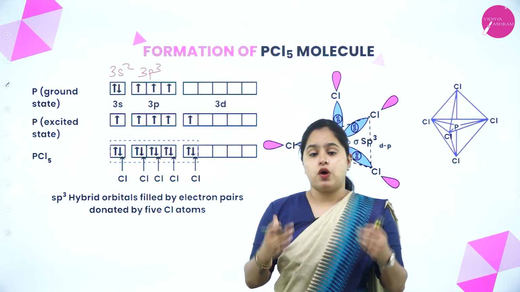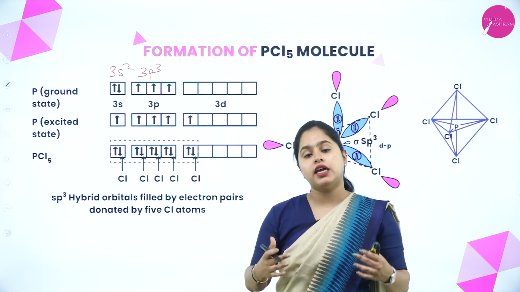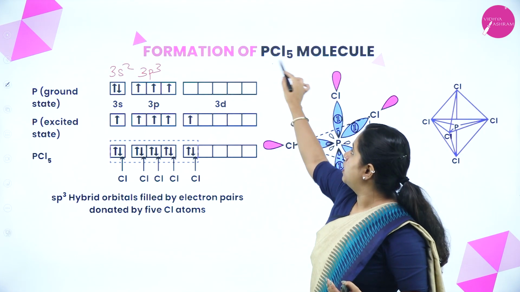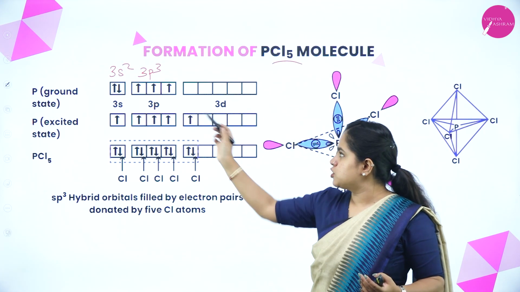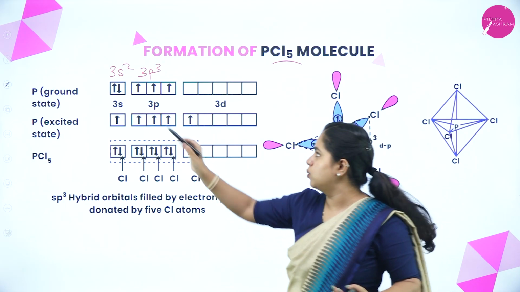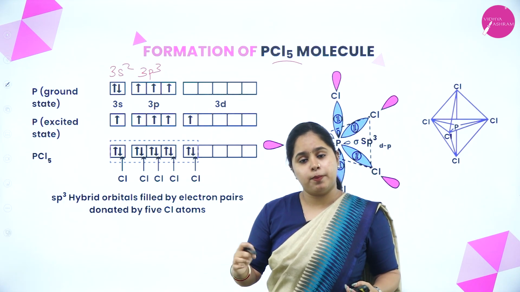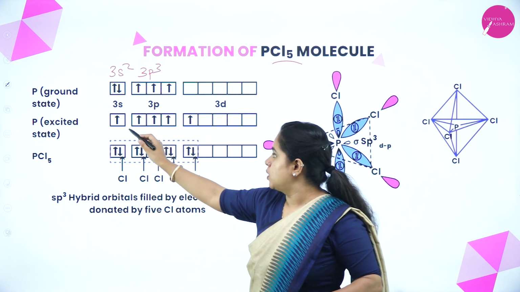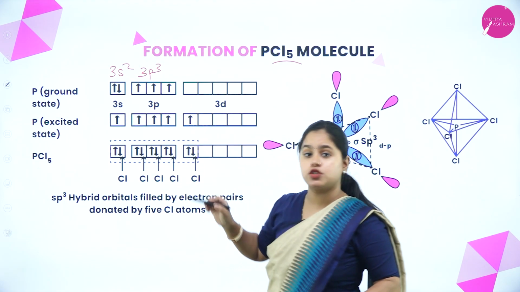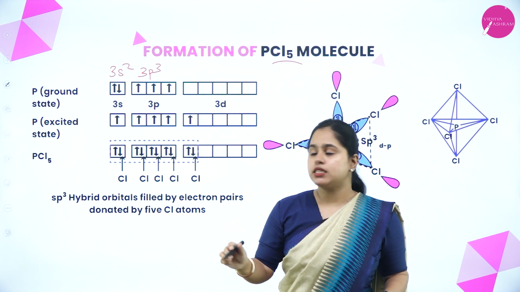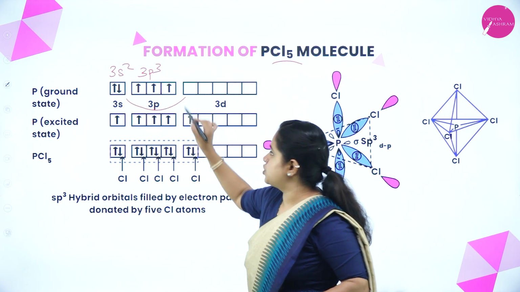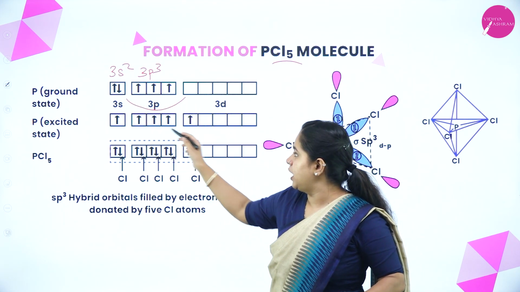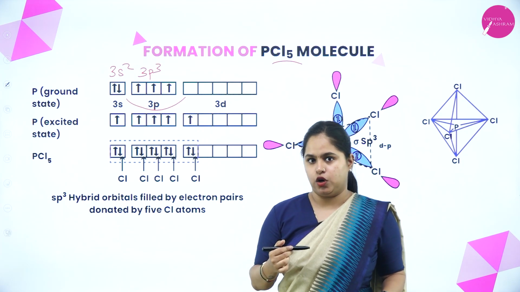We know that phosphorus has to bind with 5 chlorine atoms to form the PCl5 molecule. How many unpaired electrons are here? Only 3. So what happens in the excited state? One electron from here jumps to the d orbital. Now we have 5 unpaired electrons.